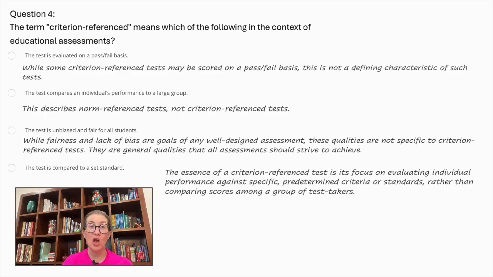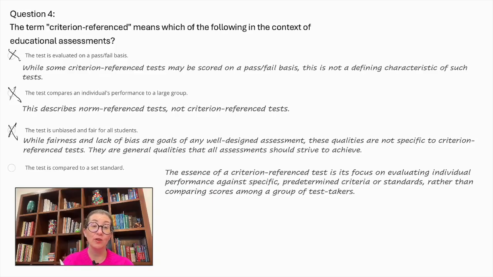Let's start at the top. While some criterion referenced tests may be scored on a pass-fail basis, this is not a defining characteristic of such tests, so we can cross that out. Next, the test compares an individual's performance to a large group. This describes norm-referenced tests, not criterion-referenced tests. So we can eliminate that as well. The test is unbiased and fair. While fairness and lack of bias are goals of any well-designed assessment, these qualities are not specific to criterion-referenced tests. So we can cross that out as well.